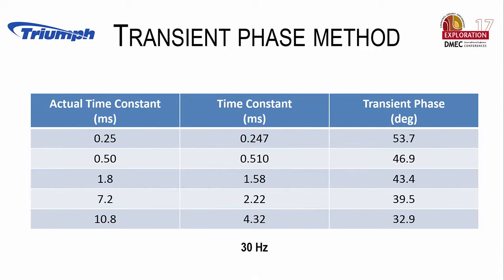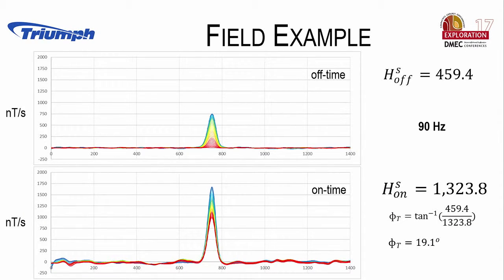But for the late time at 30 hertz, we're only at 33 degrees, so we have a lot of conductance discrimination to go. But it's more useful if I show you a real field example. This was flown earlier this year. The upper profiles are off time in nanoteslas per second, and the lower profiles are on time in nanoteslas per second. You can see that the on time peak is almost twice the amplitude as the off time peak.